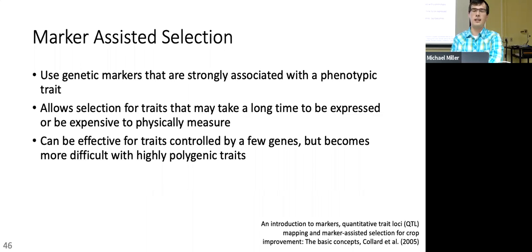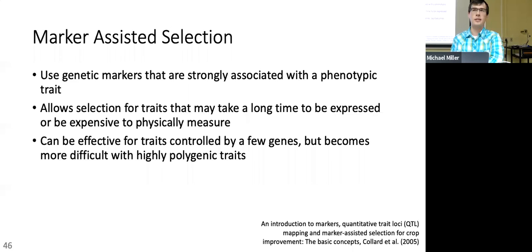And then for traits that are expensive to physically measure, an example of this would be disease resistance. Instead of having to set up a whole disease nursery that you have to plant, inoculate, and have people rate, it would be great if you could just find a marker that's associated with resistance to that disease and not have to do the process of having disease nurseries every year.